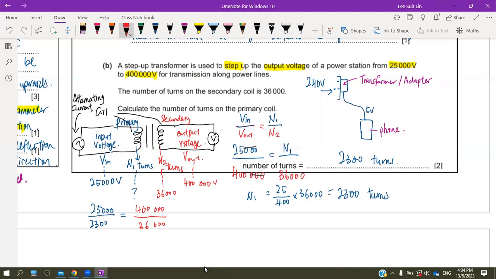But I want to move on to another question in the next page. In other words, this one is just ratio. The more turns you have, the more voltage you will have, which kind of makes sense. The more turns you have, the more induced current, so more voltage. So in other words, N is proportional to V.